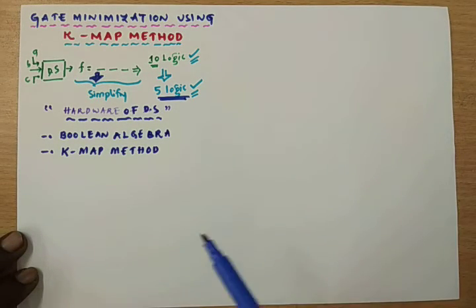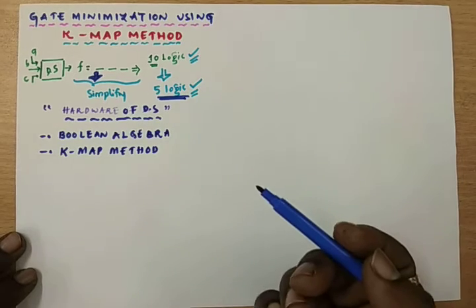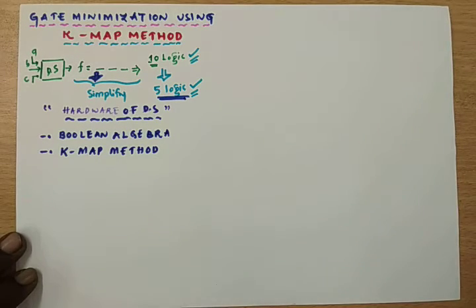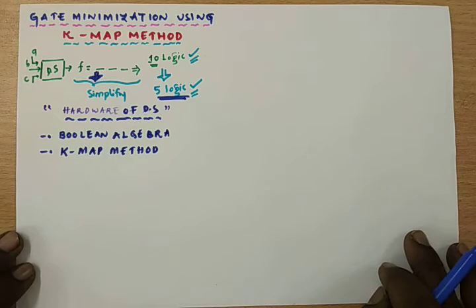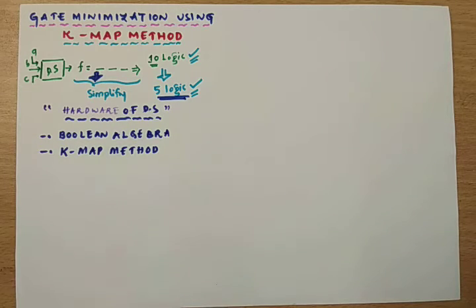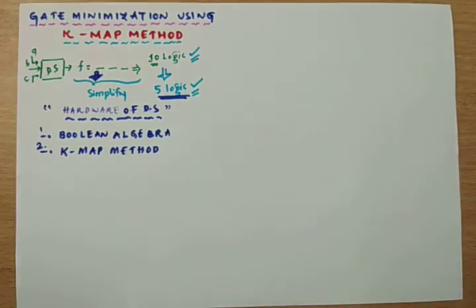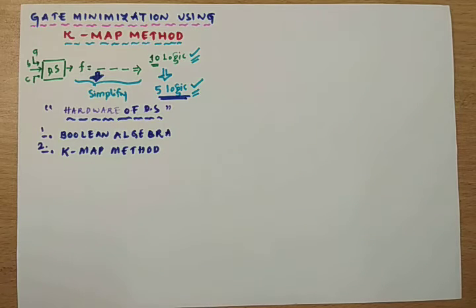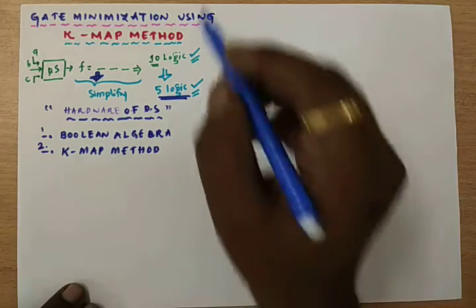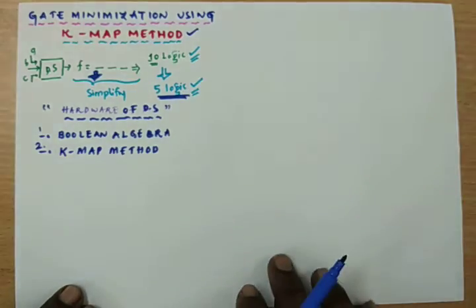By reducing the hardware requirement, we can speed up the digital system, reduce the power consumption, and reduce the size of that particular digital system. There are two ways to simplify any Boolean function. The first one is Boolean algebra, and the second one is the K-map method. We have studied Boolean algebra in the first unit itself. Now we have to focus on the other method, that is the K-map method.